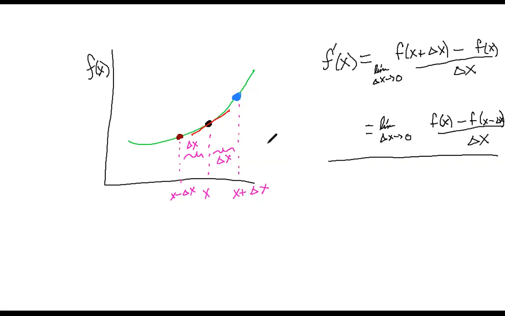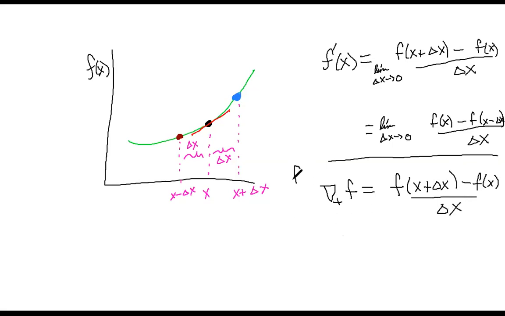So what we're going to do is define two kinds of derivatives. We're going to define the forward derivative, with a plus on the function, and that's simply going to be f of x plus, I emphasize, delta x, minus f of x, divided by delta x. That's the forward derivative. And then we have a backward derivative.